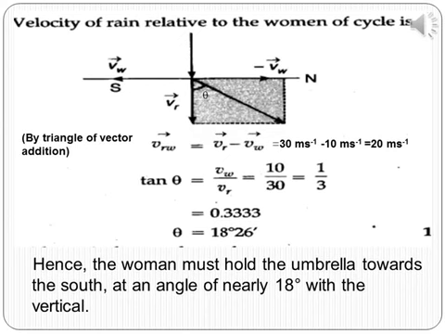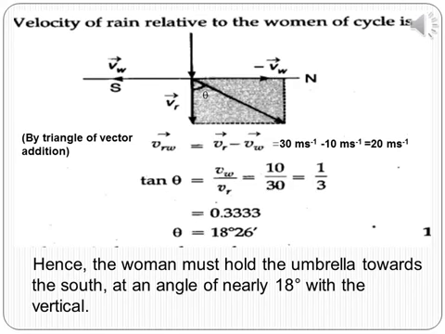Then the velocity of the rainfall relative to the velocity of the woman is written as VRW equal to VR minus VW, equal to 30 meters per second minus 10 meters per second, equal to 20 meters per second.